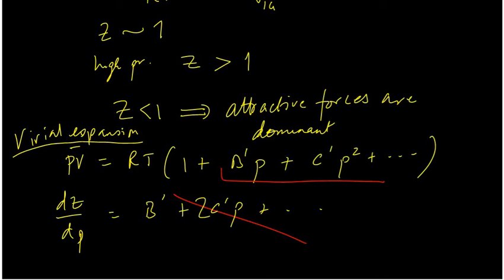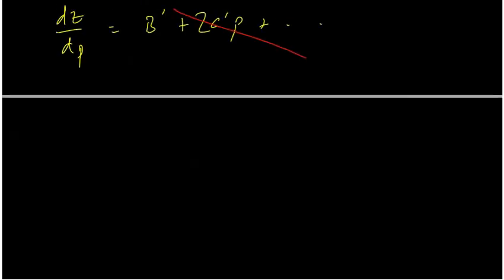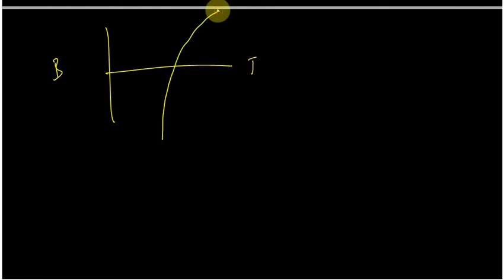And for example, B, let's plot this as a function of temperature. B. Then at a certain temperature, the B just crosses over like this. Okay, so it just changes from negative to positive.